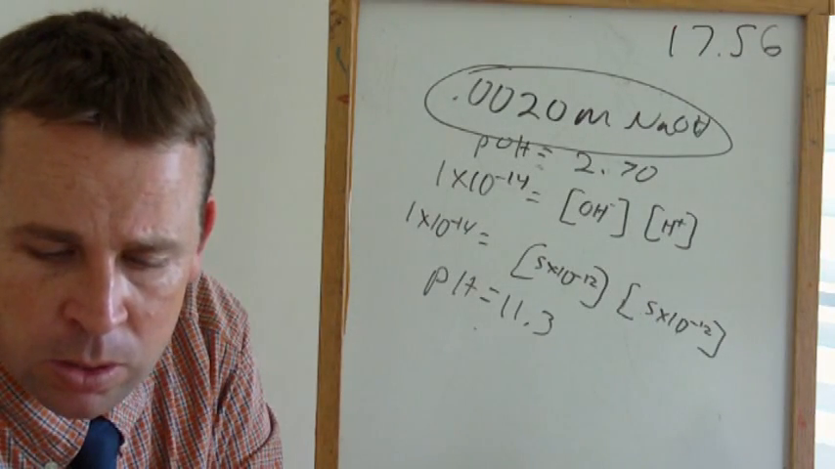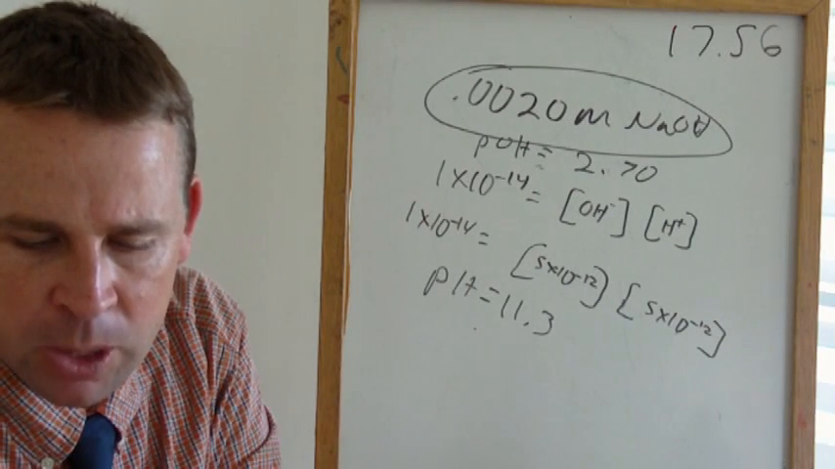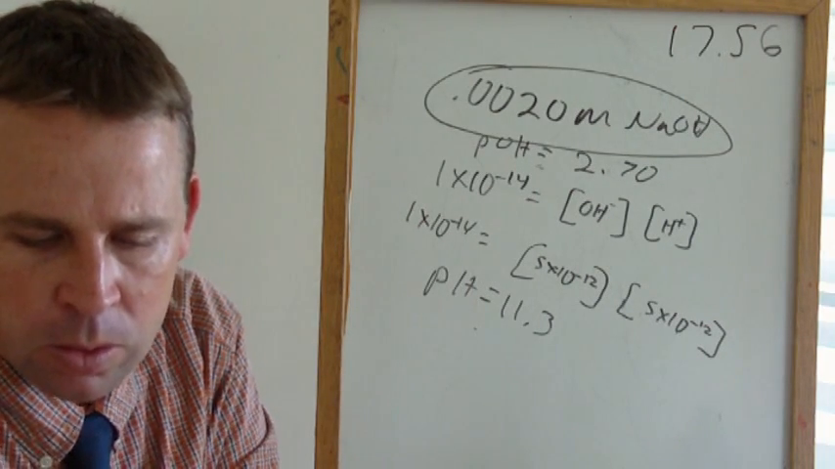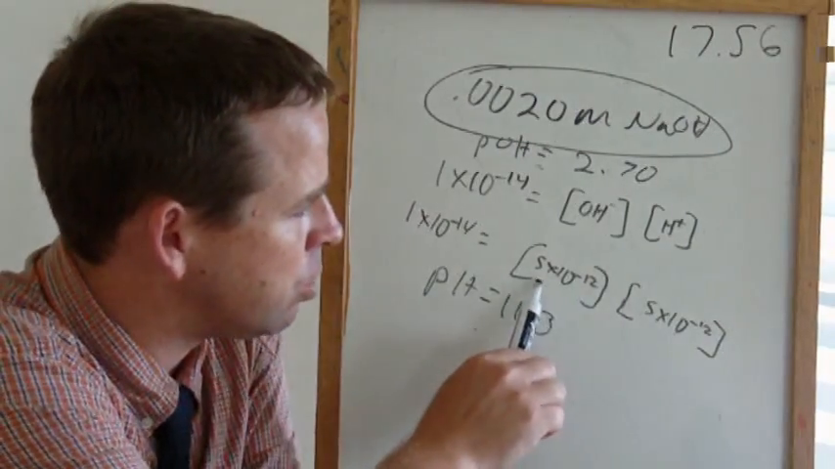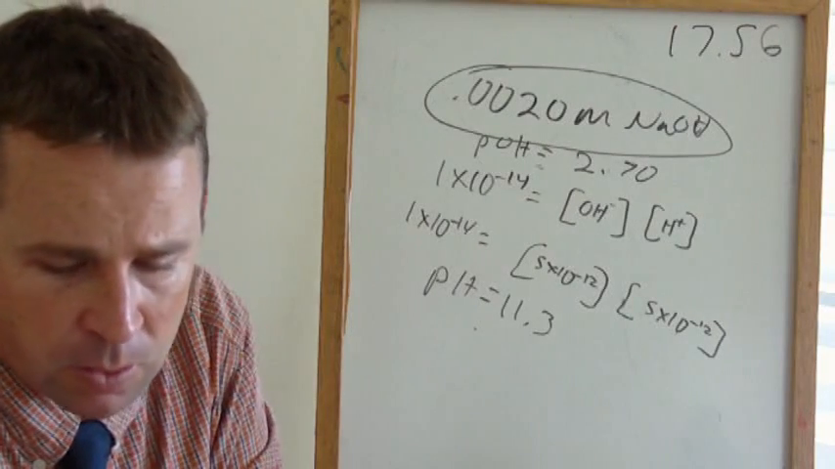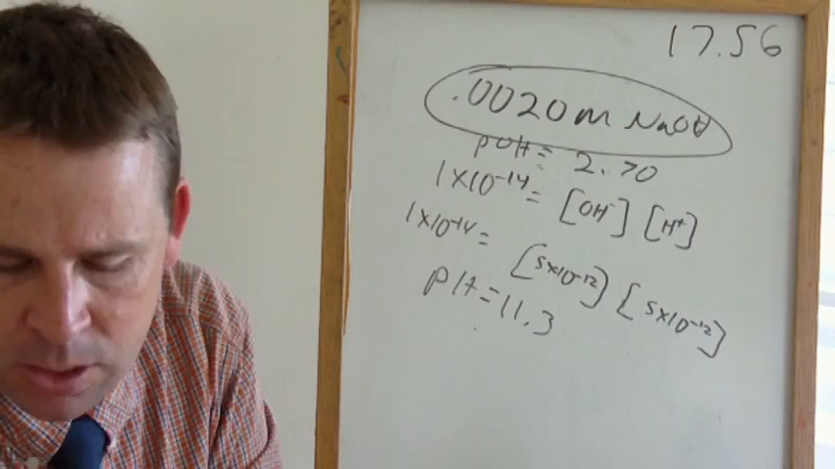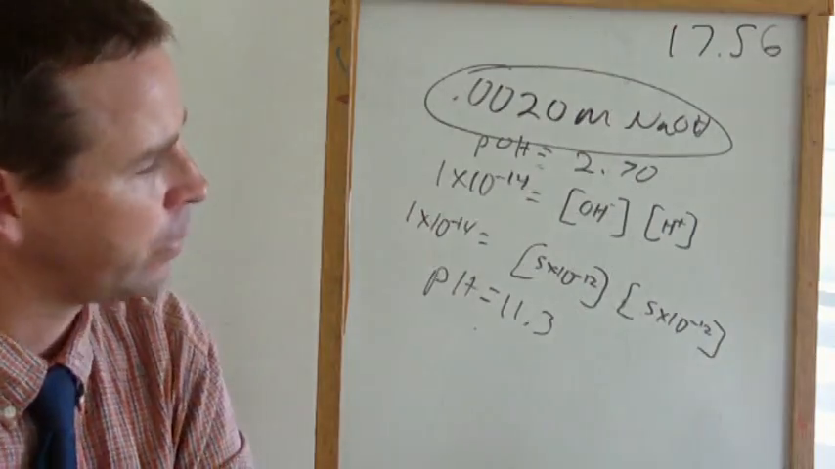How many moles per liter of the hydroxide ion come from the ionization of water? And this is the molar concentration of it. So 5 times 10 to the minus 12. The molarity of OH from the ionization of water is 5 times 10 to the minus 12.